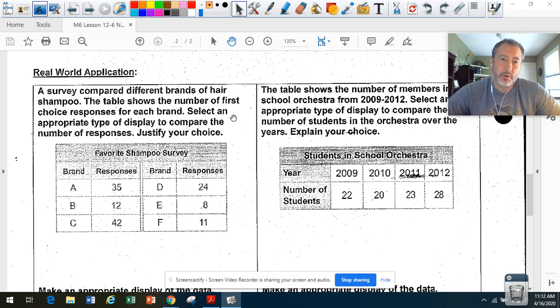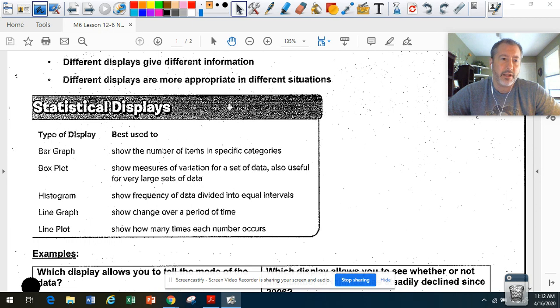So if we go up here and we say, okay, are we looking at specific categories and how many things are in specific categories? Yeah, that sounds pretty good. So a bar graph may be our number one choice here. A box plot. Are we dealing with our median? Are we dealing with our larger numbers, our IQRs, all that stuff? Nope, so that doesn't work there. A histogram. Are we putting things into equal intervals? The answer to that is no. Are we looking at how things have changed over time?